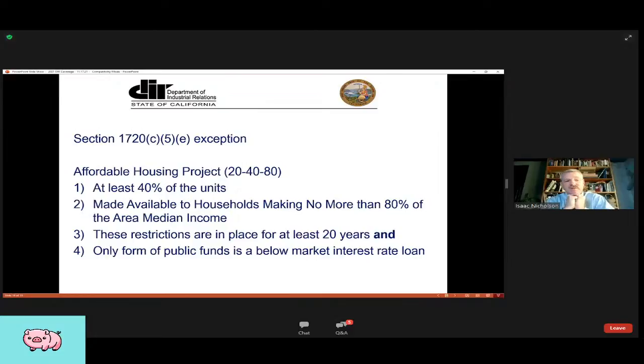This is a very specific exception for affordable housing projects, which, as I said at the outset, it seems like there's a lot of that going on right now. The 20-40-80 is a way of remembering how this applies. At least 40% of the units are dedicated to affordable housing and made available to households making no more than 80% of the area median income. And these restrictions are in place for at least 20 years. And a below market interest rate loan. So very specific, but if you're involved in affordable housing development, you should definitely be aware of this.